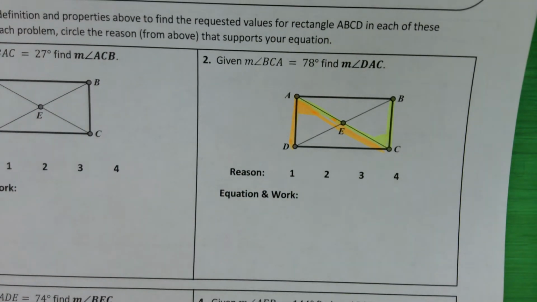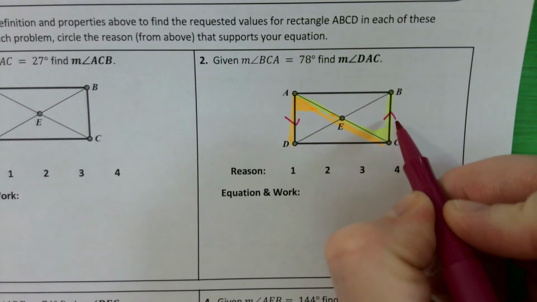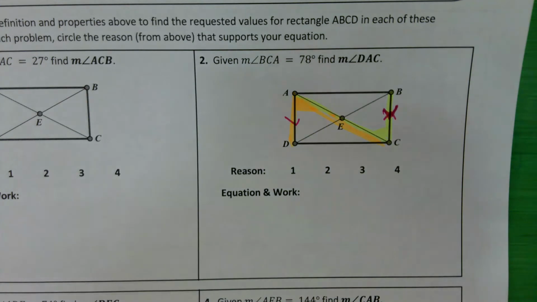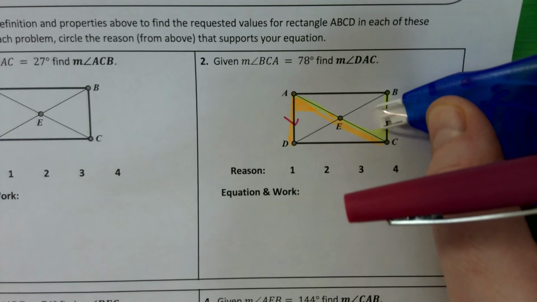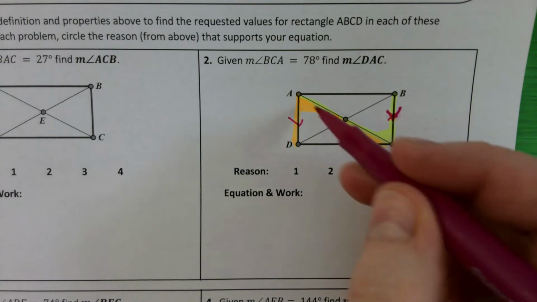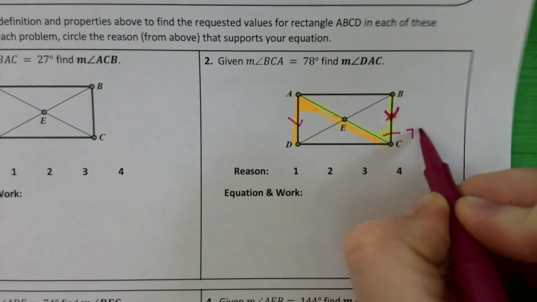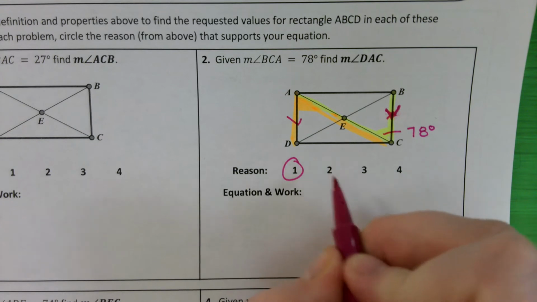A parallelogram has two pairs of opposite sides being parallel. So the opposite sides that are parallel here are these two. I just drew my arrows in the opposite ways. Let's try that one again. We'll just go with it. And so this is a transversal that cuts those two parallel lines. This angle here is 78 degrees. We're using reason 1 because we're using opposite sides are parallel.